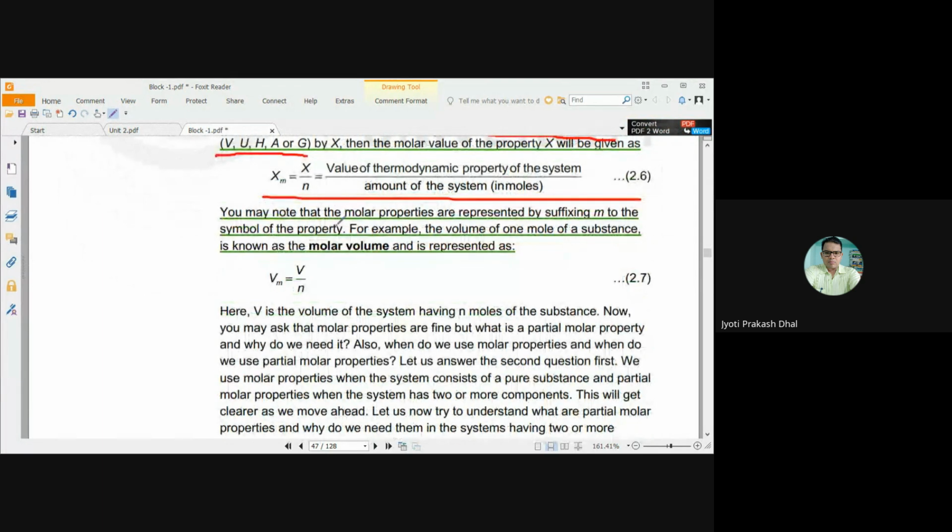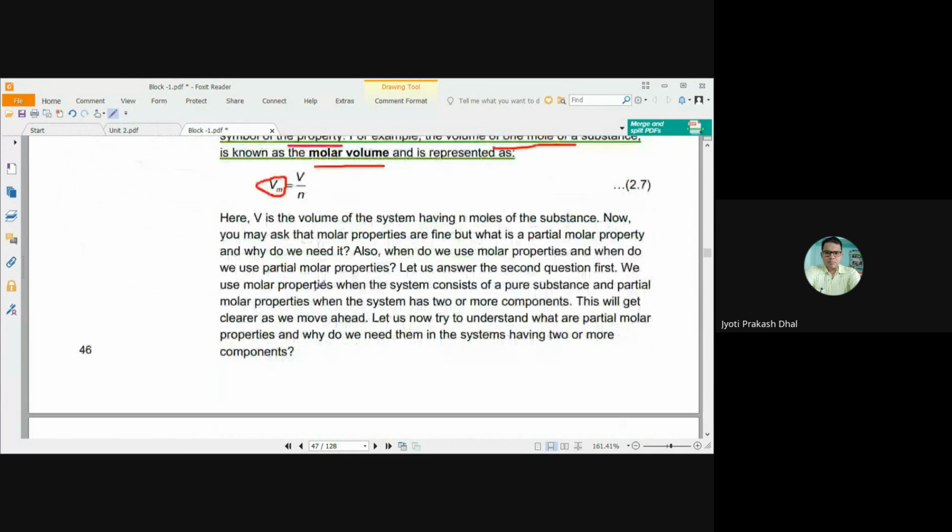Here you may note that the molar properties are represented by suffixing m to the symbol of the property. That means if we put subscript m, then that will become a molar property. For example, the volume of 1 mole of the substance is known as molar volume, represented as Vm, which equals the total volume divided by the total number of moles N.